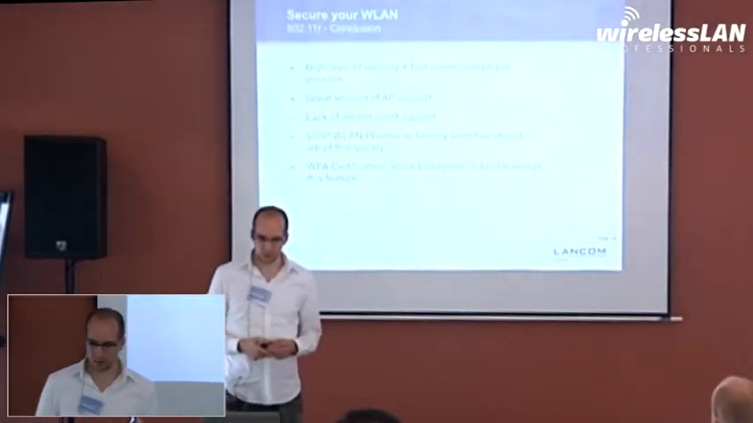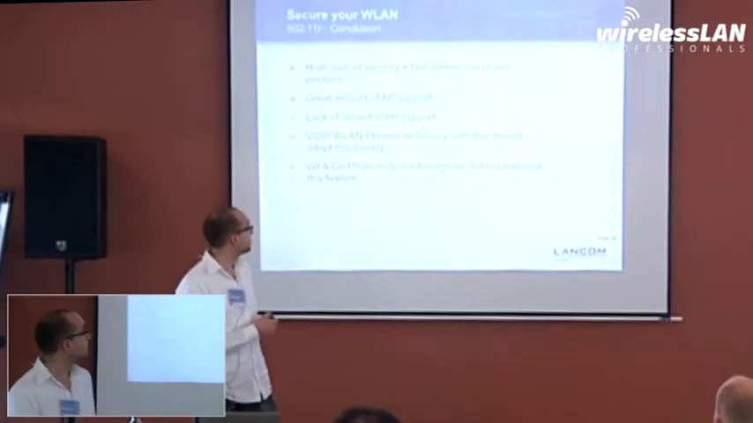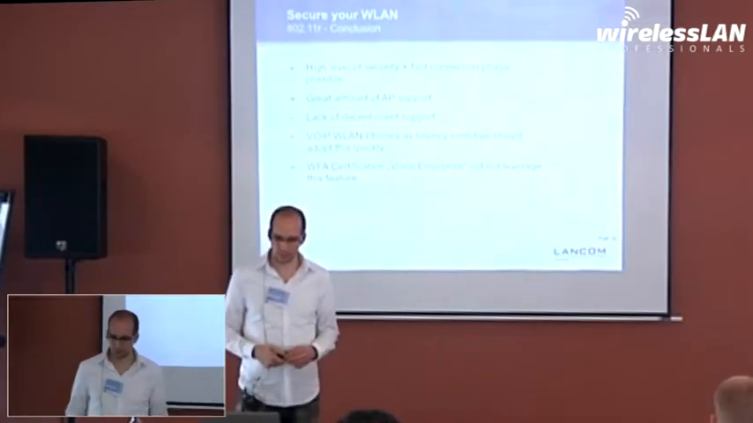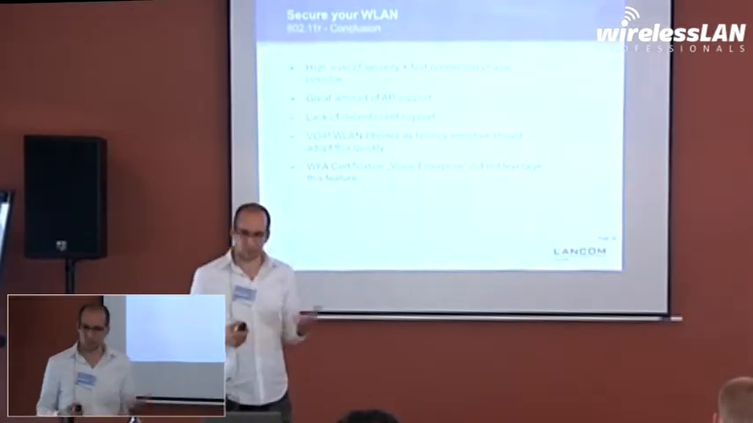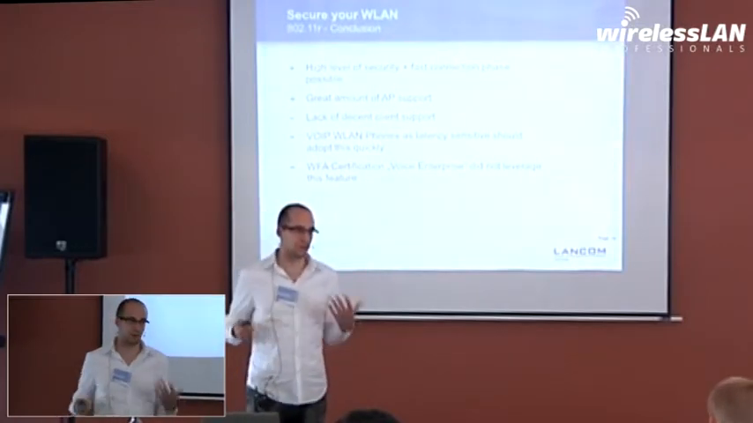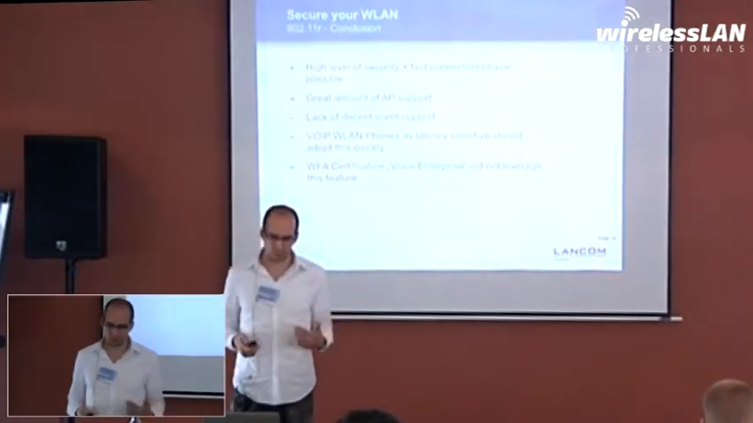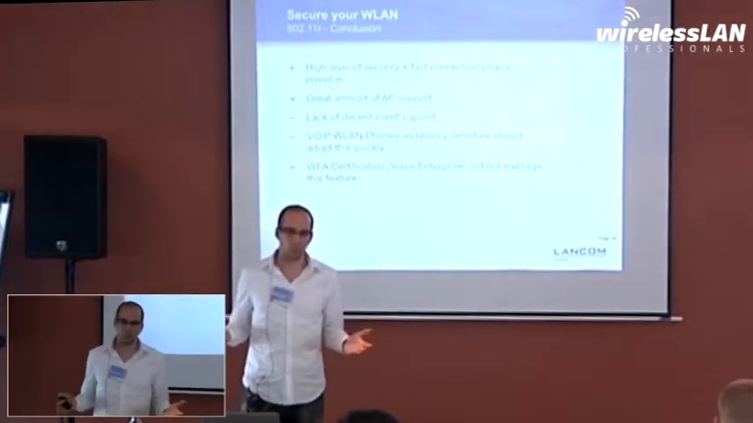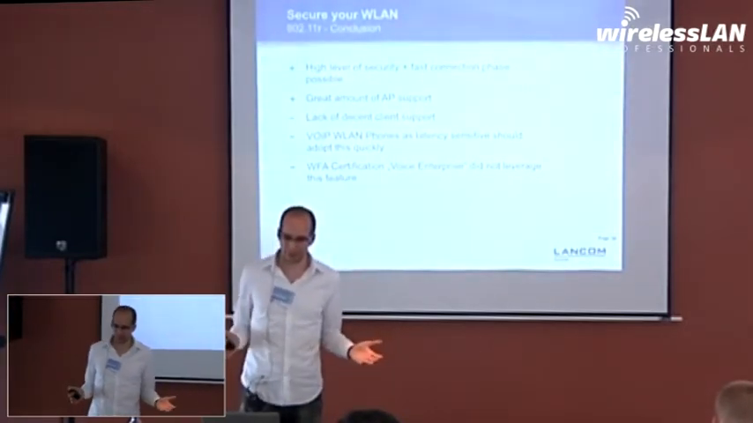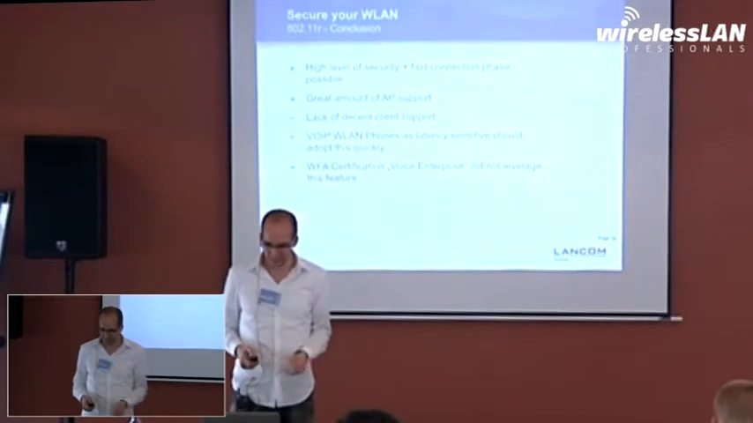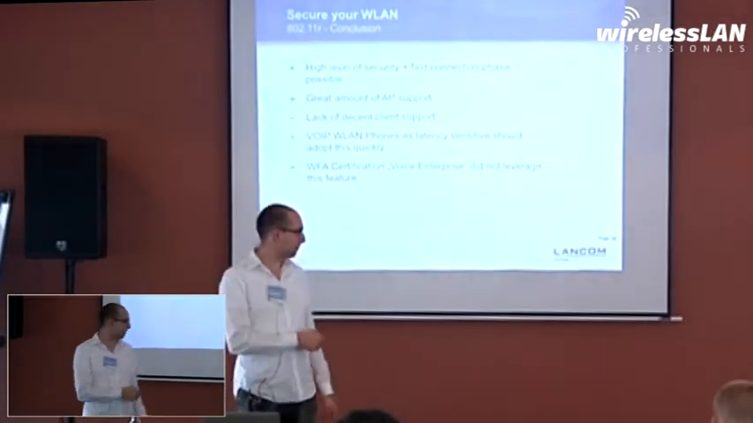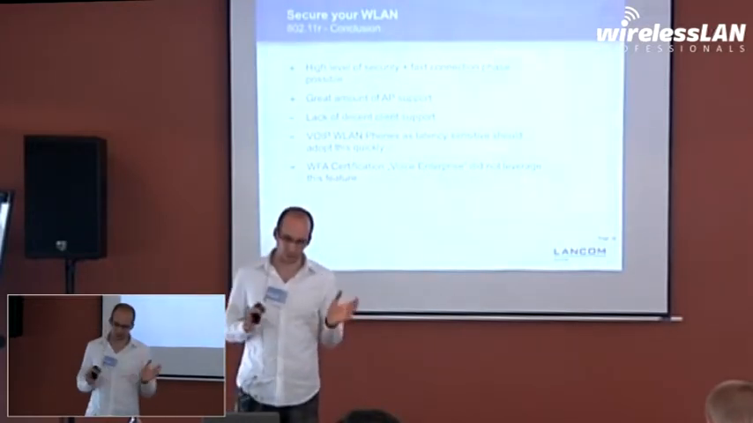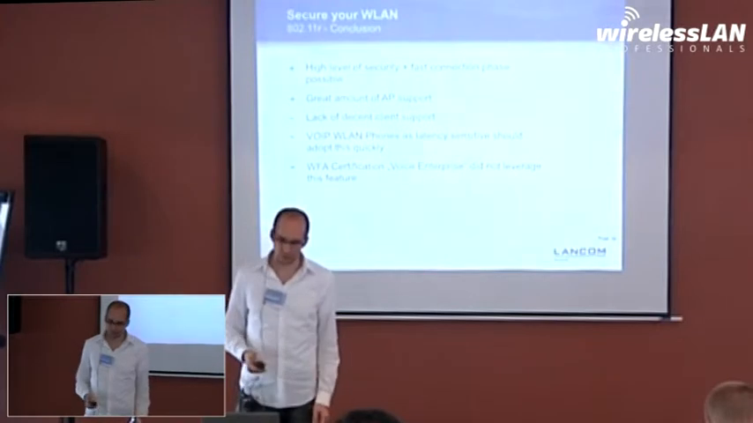Let me conclude on .11r. Well, we've seen it is possible to do a high level of security and a fast connection. There's a great amount of AP support, but we lack the client support now. Especially when we're talking about voice phones or latency critical devices, they should roam very fast. I tried to find any VoIP phone that had a datasheet saying it supports fast transition, but I couldn't find any. Maybe you can name one or two. I'll be glad. And yeah, the Wi-Fi Alliance certification for Voice Enterprise did not really take off. So there are really just a couple of APs and client devices certified for this one.